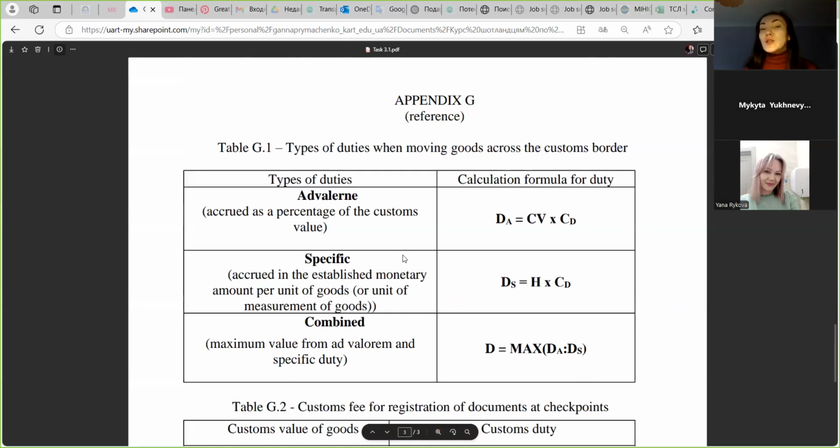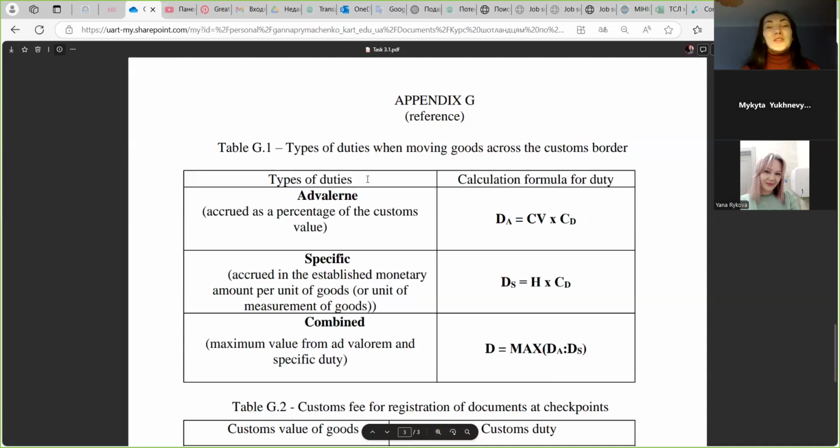And after this calculation, we need to choose which of these duties is more expensive for the company, and we need to change it to the combined duty. We need to take the maximum of ad valorem and specific. So we need to pay more, not less.